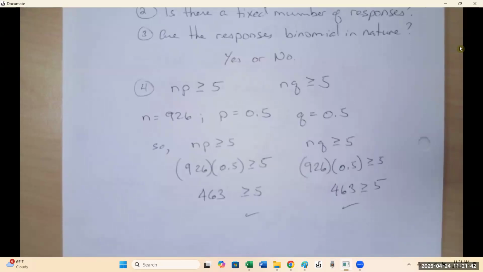Since the conditions exist, now we can go ahead. You notice this is very important whenever you do any type of statistical analysis. You have to make sure your data is valid before you go any further. Your data, your sample, everything.